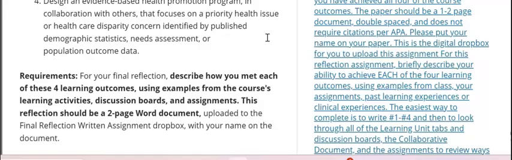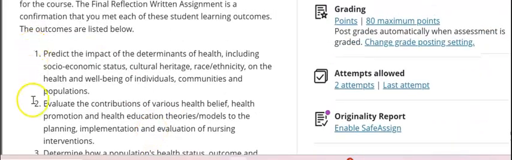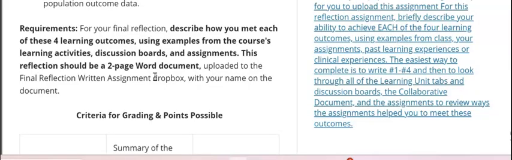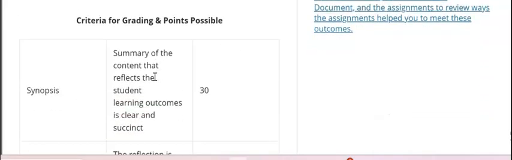It should be about a 2-page Word document. You're going to upload it right underneath this. This is my instructor view, so you're not going to see the box where you can upload it, but it will be on yours. And make sure you put your name on it. The easiest way to do it is put number 1, 2, 3, and 4 on your paper. You don't have to put the outcome on your paper. You can just put 1 and then tell me ways that you met this outcome. For example, in learning unit number 2, I did the discussion, we had readings, and then explain it a little bit more clearly.